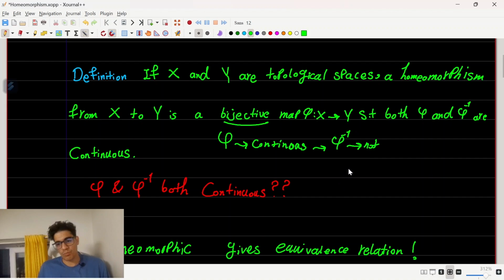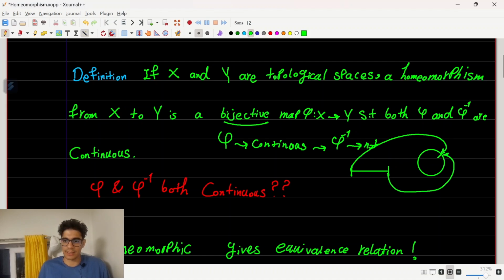Take this interval and let's take it to the unit circle. So this will go here and bend it so that this goes there. And this is not a closed interval. It is open from one side.